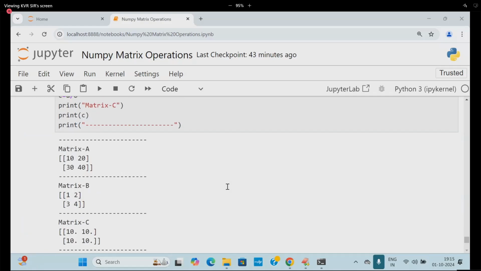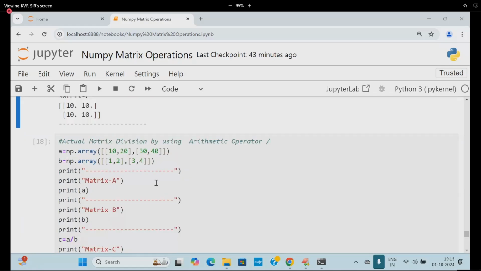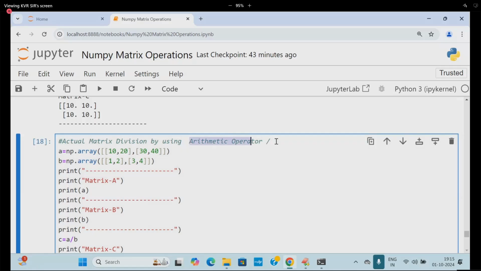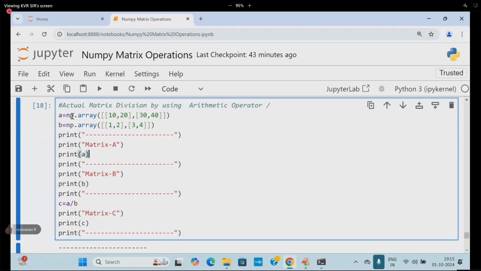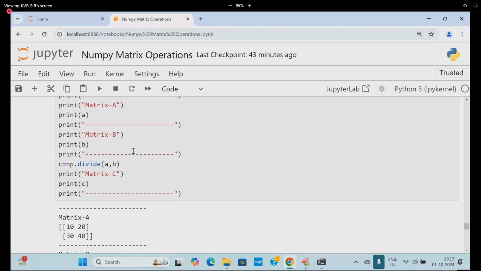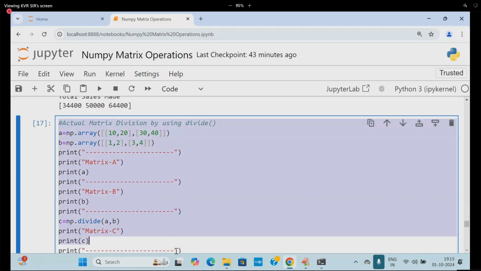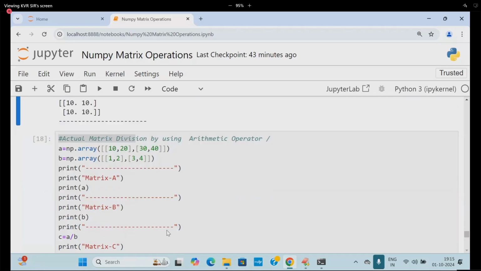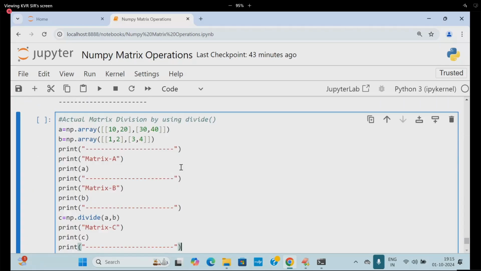Okay, so let us come to the point. Are you understanding this now? Arithmetic operator called slash. So matrix division done. Next I'll go for one more kind of thing. What is the next operator? Floor underscore divide. I'll go for floor underscore divide.